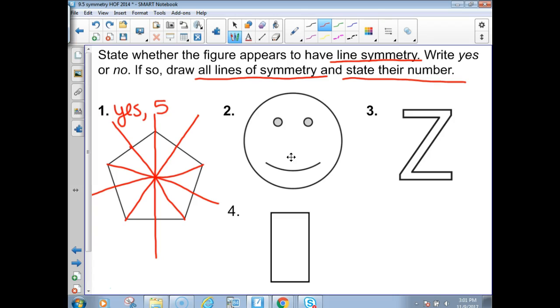How about Mr. Happy Face? So it's a yes, and it's only 1. All right, straight down between the eyes and the mouth.